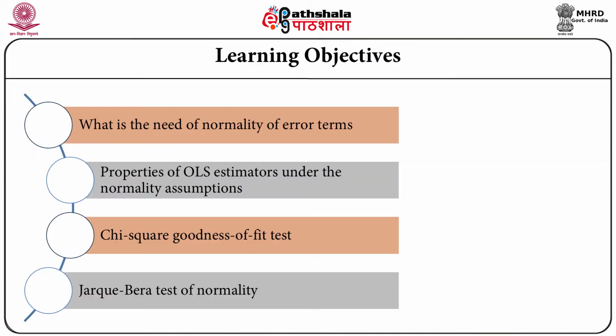In this module, we will discuss one of the assumptions of a linear model, that is the normality of errors. What we specifically will discuss is what happens when we do not have normality of errors, what problems we encounter, or what are the properties of the OLS estimates of the parameters when we assume normality of the error terms in a linear model.